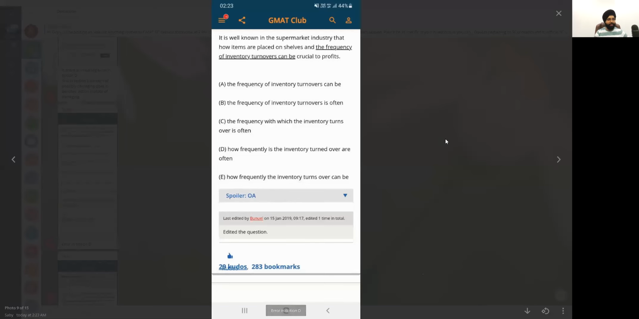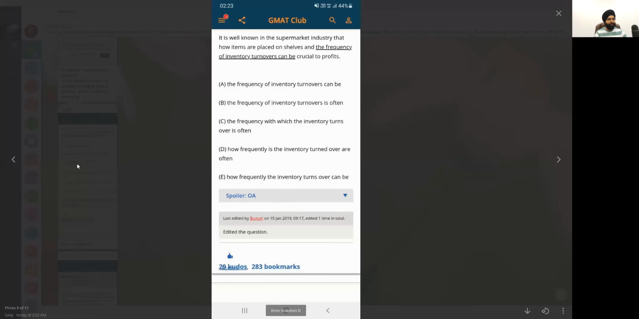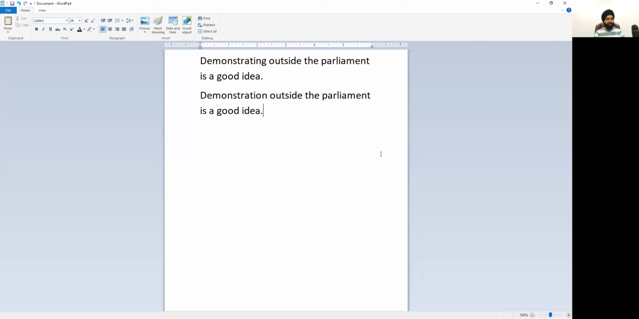Okay, this is an interesting question. I've seen in the past that many people don't know this concept. Okay, let me explain it. How many of you know the idea of a noun clause? How many of you know this concept called a noun clause? If you know, then say yes. If you don't know, then say no.